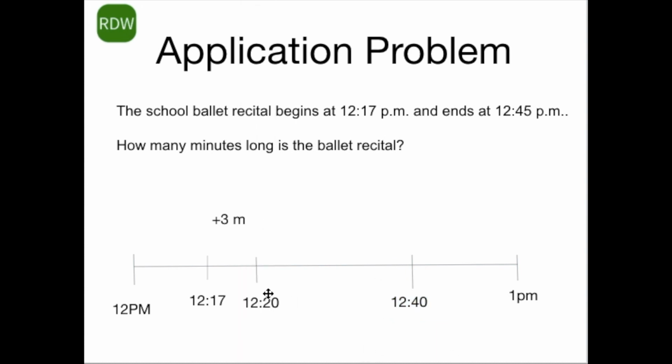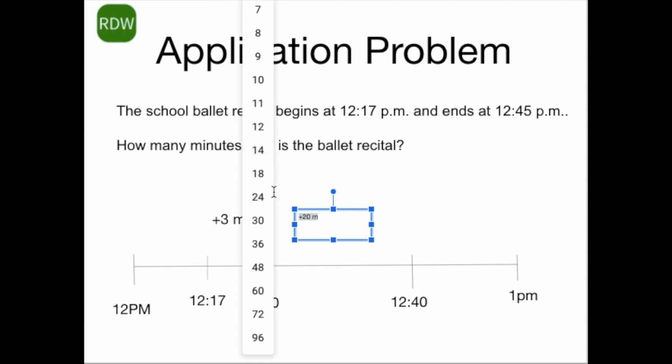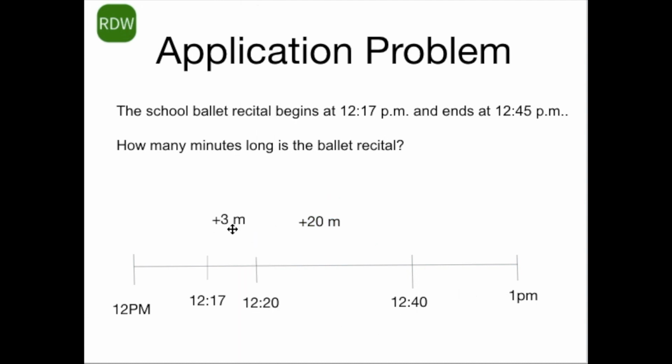12:40. Okay, so if I went from 12:20 to 12:40, well, I can count by tens to figure out how much time has gone by. 12:20 to 12:30 is 10 minutes. 12:30 to 12:40 is another 10 minutes. That is 20 minutes altogether. Once again, I'm going to label minutes with the letter M. Okay, so now I've gone the 3 minutes from 12:17 to 12:20, and the recital has also lasted an extra 20 minutes, 12:20 to 12:40.